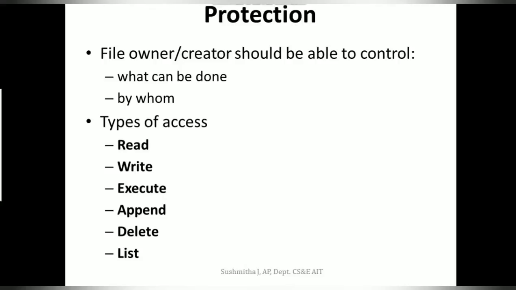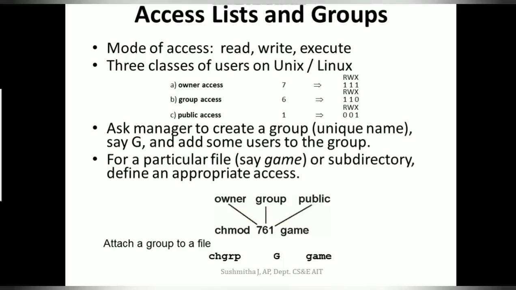A person could open a file to read, write, or execute the file, or append to the file, that is, add new content to the file, or he could delete a file, or in the case of a directory, he or she would wish to list the files in a directory. Now these accesses should happen in a controlled manner. What I mean by a controlled manner is, you have a list of access for the group or the list of users you want to grant the access to.